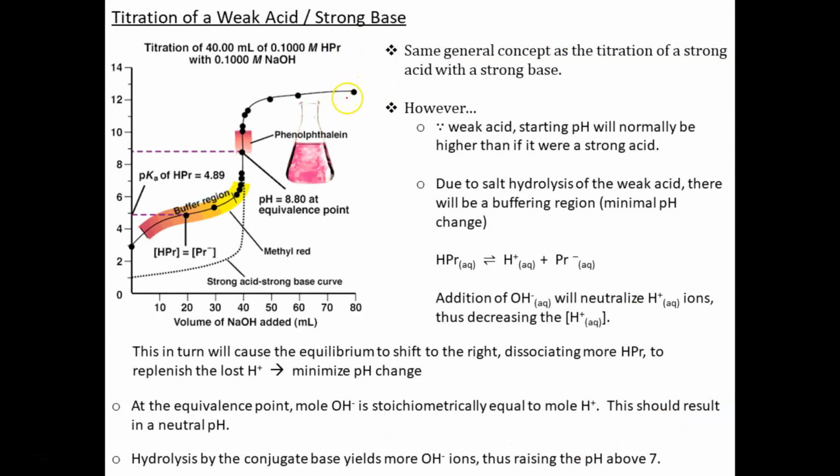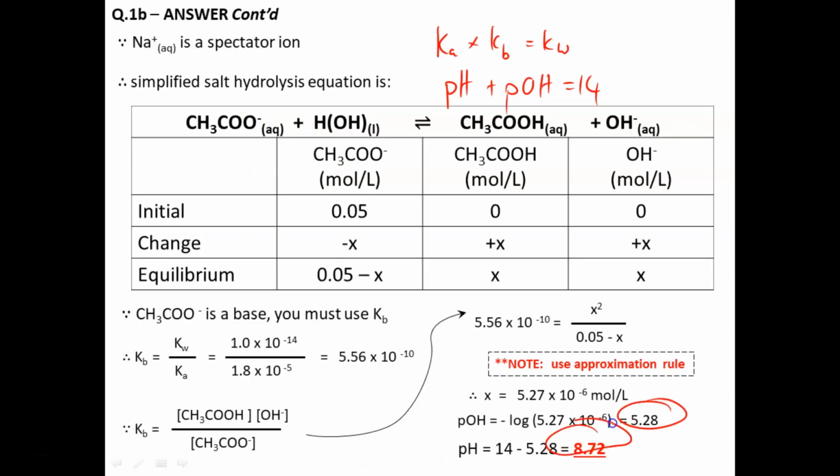As a double check, we saw that a weak acid titration with a strong base results in an equivalence point slightly basic, and that is exactly what we have over here, 8.72.